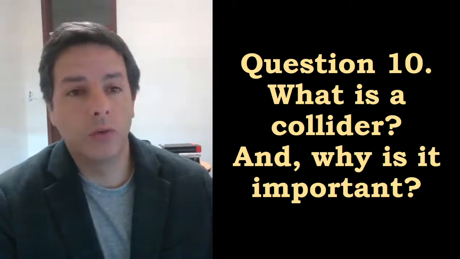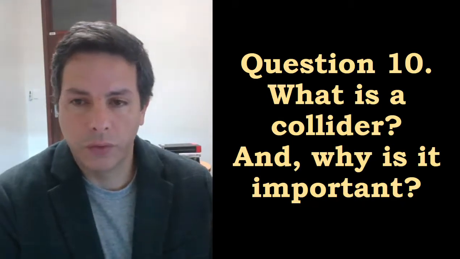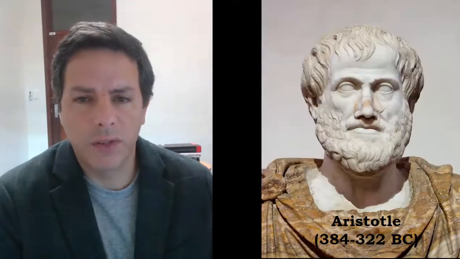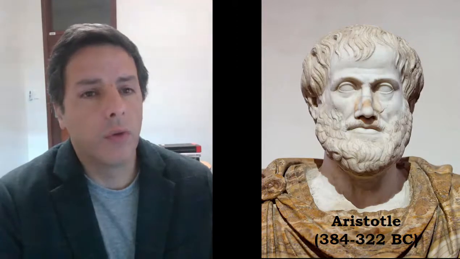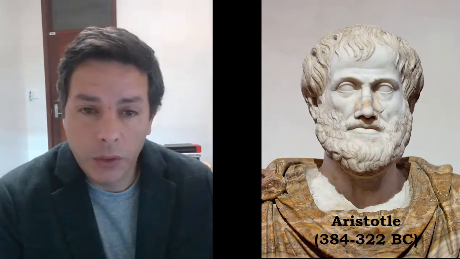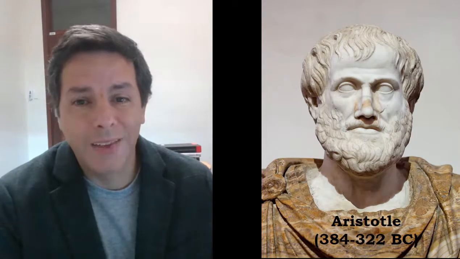Okay, try to answer those questions and then come back for the answers. Okay, answers. Question 1. Explain the 4 causes of Aristotle and give examples. Okay, so remember, the 4 causes of Aristotle are the material cause, the formal cause, the efficient cause, and the final cause.